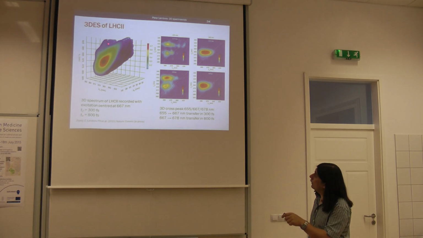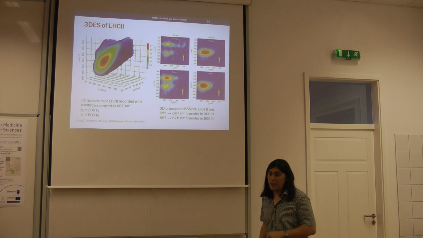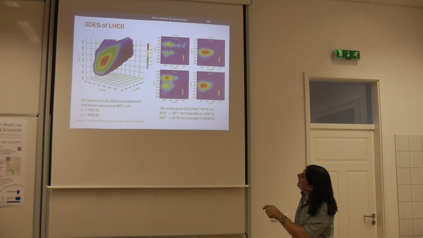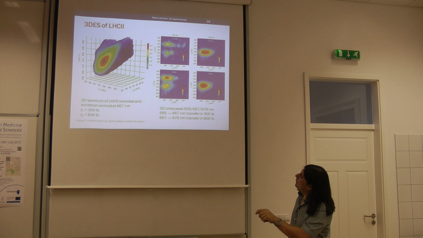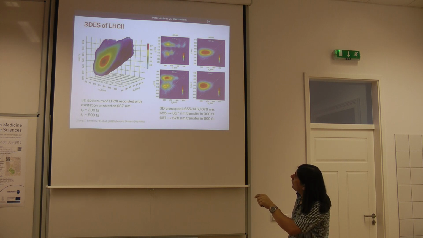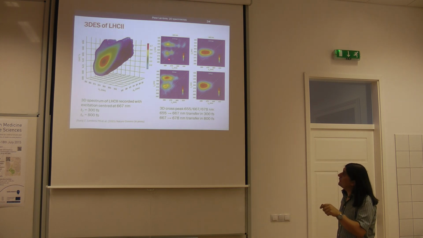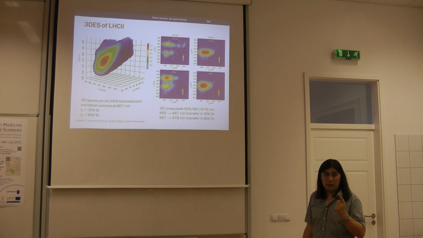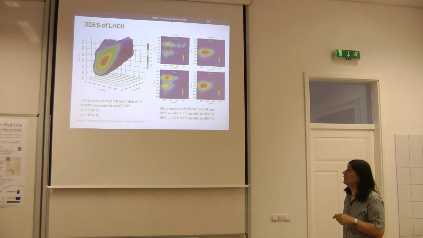So here, for example, this is a 3D cross-peak, but it's too much information, right? You cannot tell anything from here. What we do is we take a slice, we cut the spectrum at some point, let's say at 655 here, and on this slice, we can see that 3D cross-peak as a small spot here. So now you can see a very tiny spot, which corresponds to a single pigment, single exciton state actually.